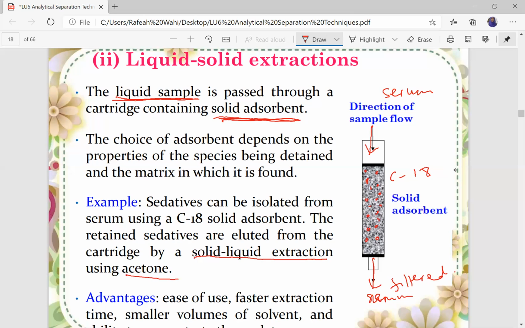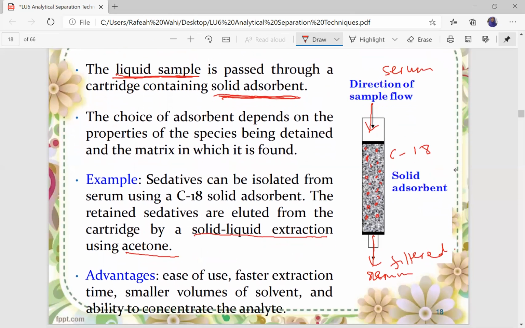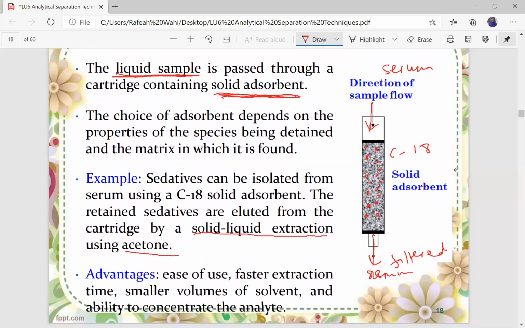Okay. So there is an advantage for liquid solid extraction, which is it is easy to use. It has fast extraction time. You need only a small volume of solvent, and this analytical separation method has the ability to concentrate your analyte. Okay, why do we say that?